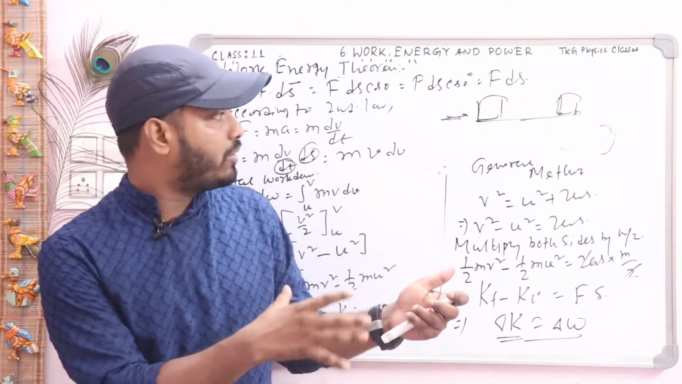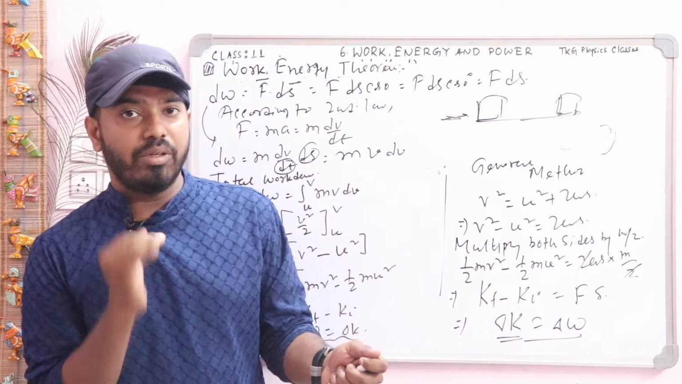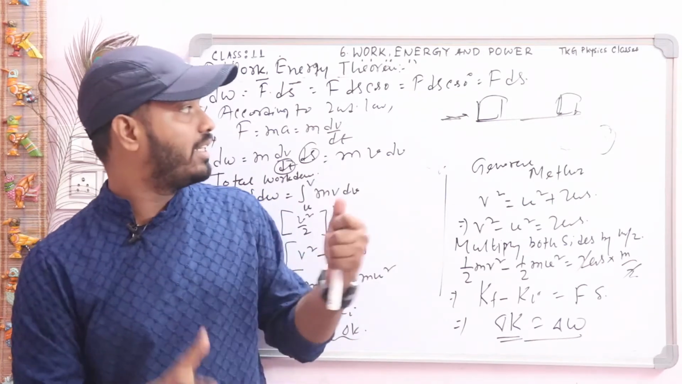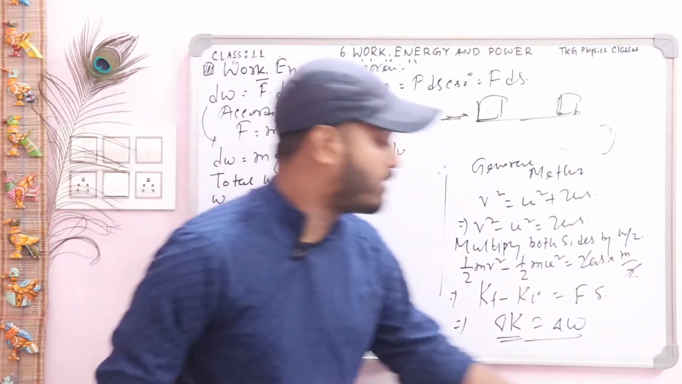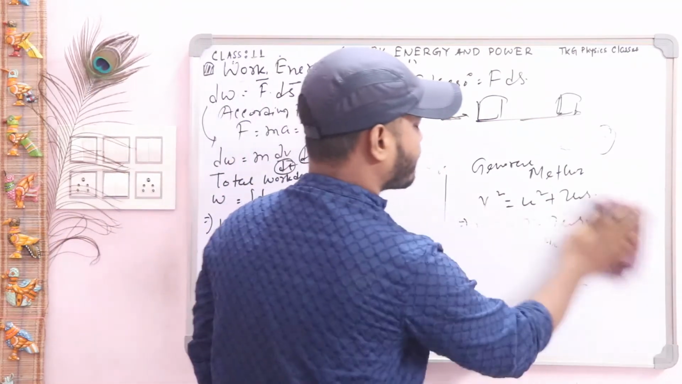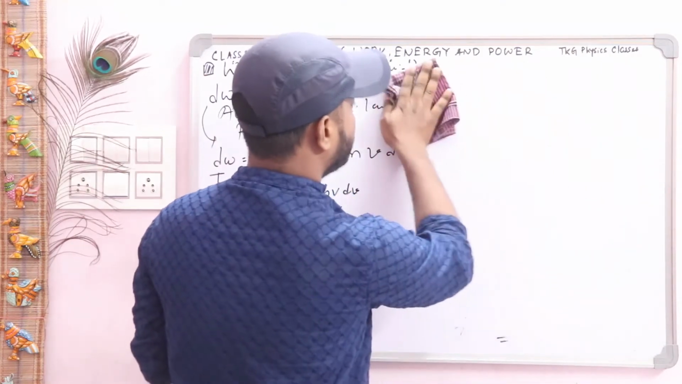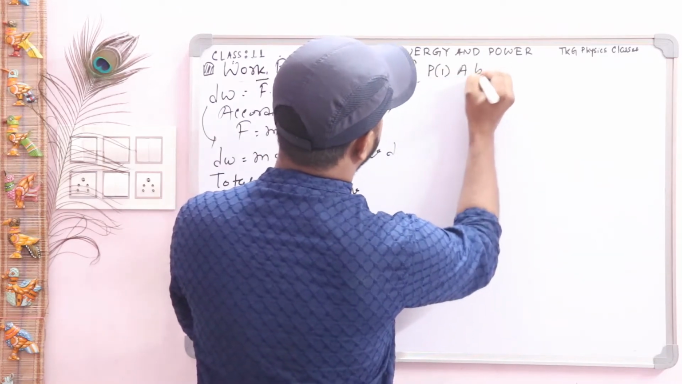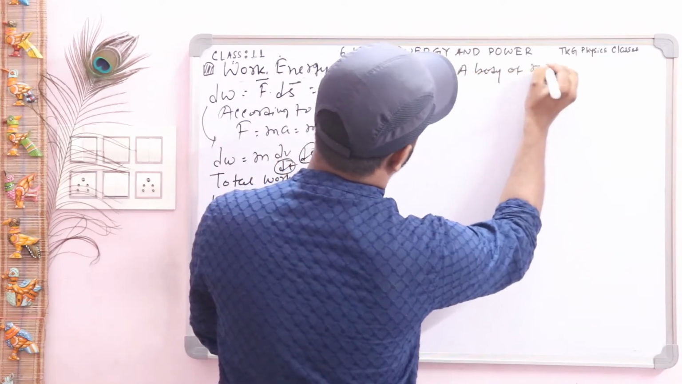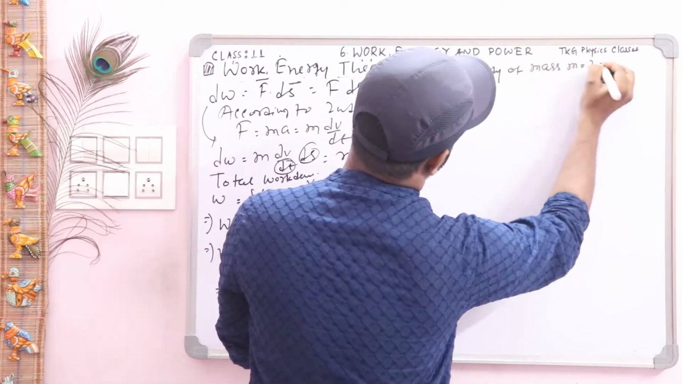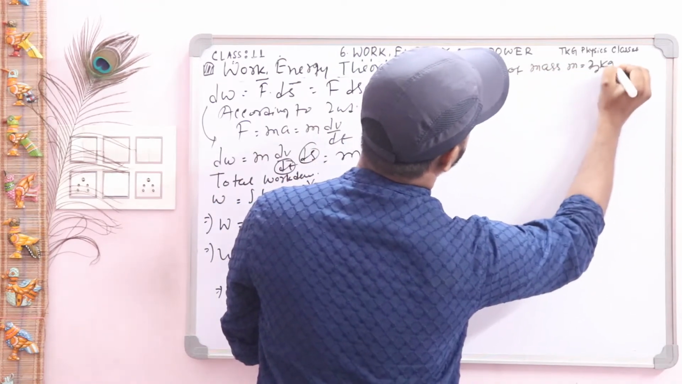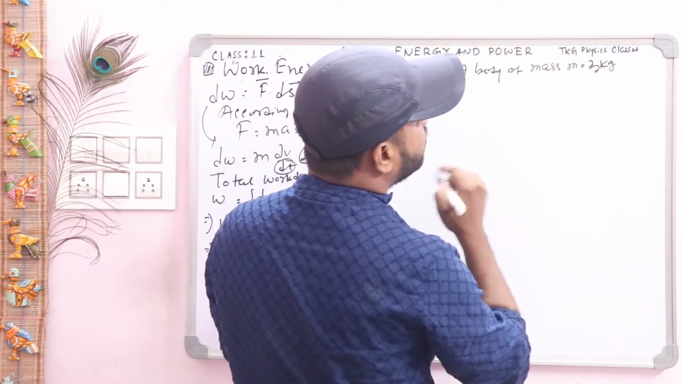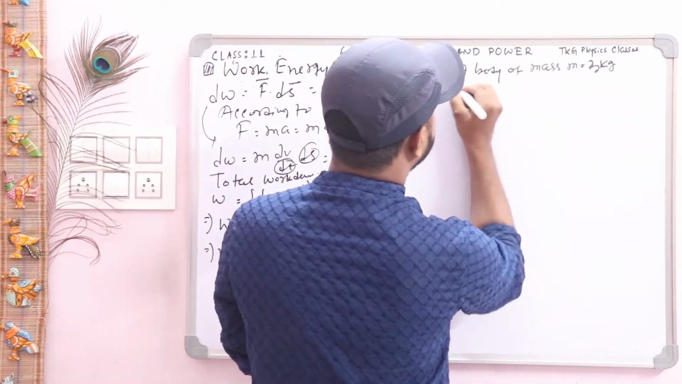Okay, so this is all about the theoretical part. Now we'll see important numericals, how to solve numericals related to work energy theorem. Right, first numerical, problem 1: a body of mass m equal to 3 kg acted upon by some force.